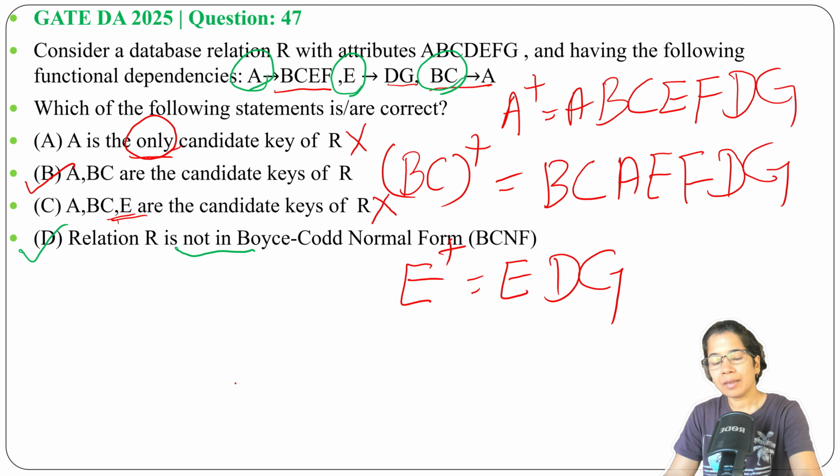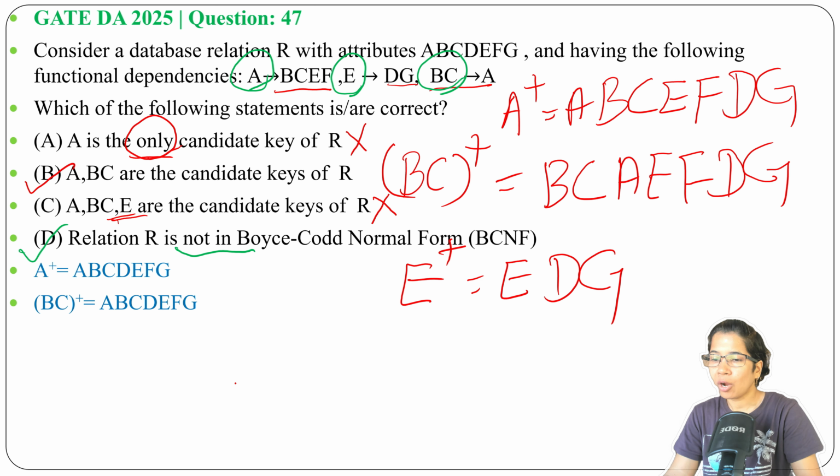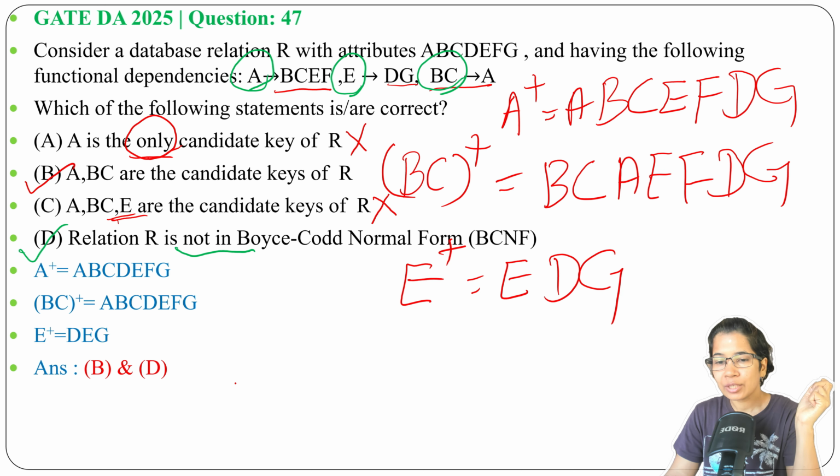There is no relation between A and BC. A and BC are separate candidate keys. And all the LHS are not candidate keys. So option D is true. Hence the answer will be option B and option D. A and BC are candidate keys and this relation is not in BCNF.